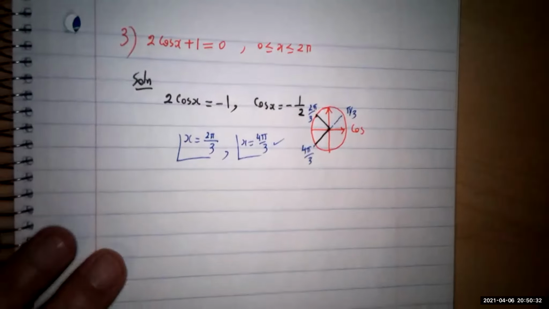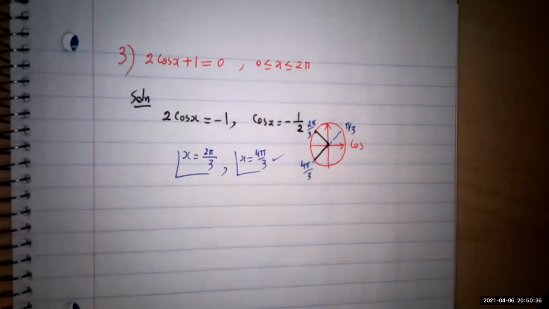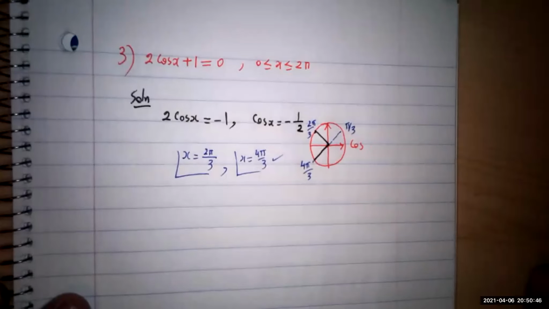And we're done. Okay, so you don't try to write the general solution for this one because you haven't been asked for it. It's just a specific one. So we go over the specific solutions and then we are done. Okay, any question?